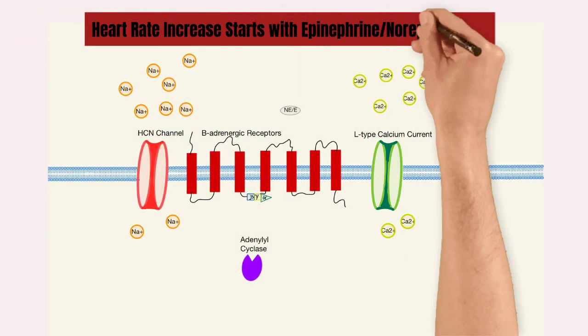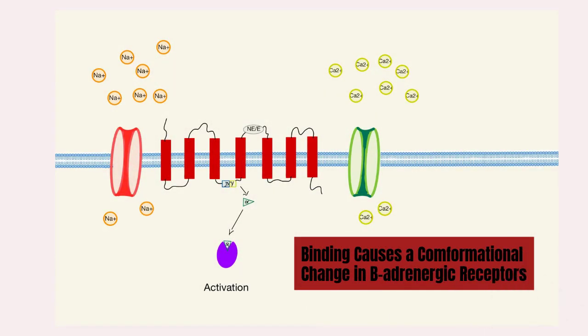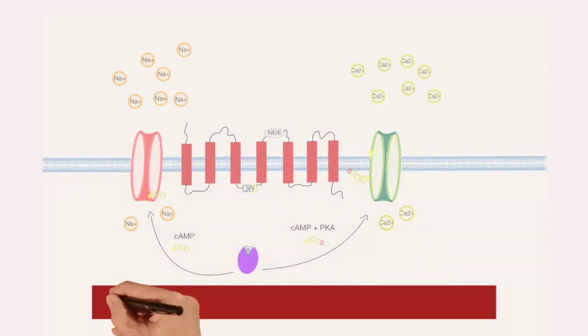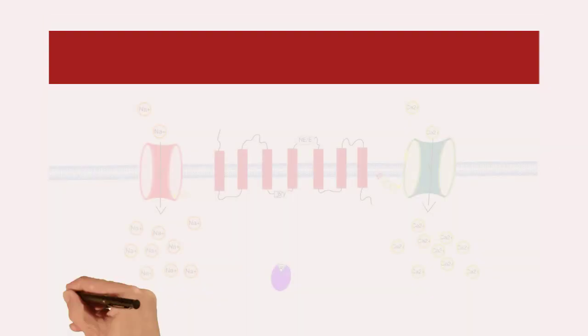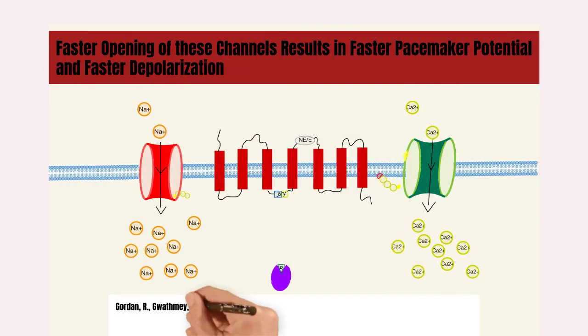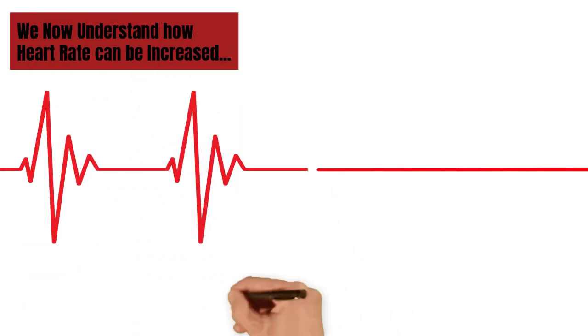Increased heart rate starts with epinephrine or norepinephrine binding to beta receptors. This binding causes a change in shape, releasing the alpha S subunit to activate adenylyl cyclase. Activation of adenylyl cyclase produces cAMP and PKA. These molecules can then activate HCN and L-type calcium channels, resulting in a faster pacemaker and depolarization. So now we know how heart rate can be increased.